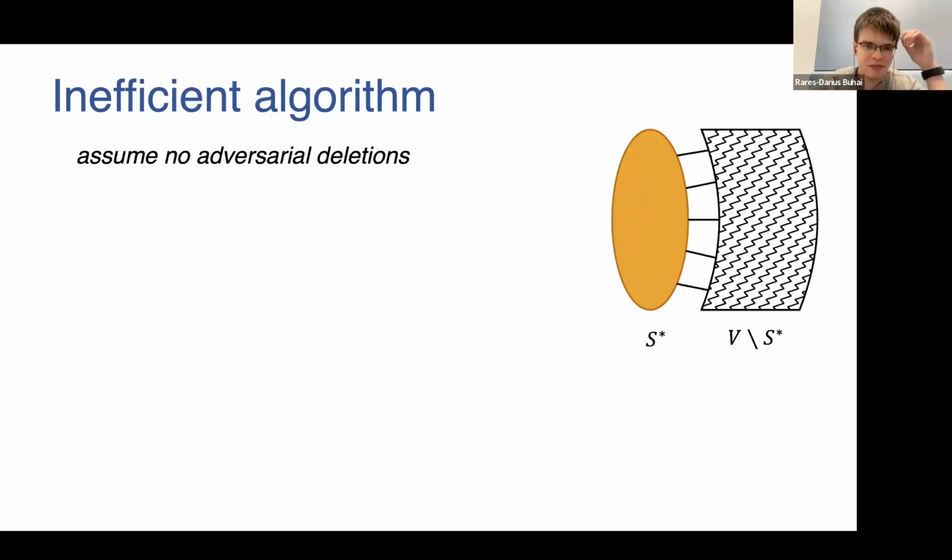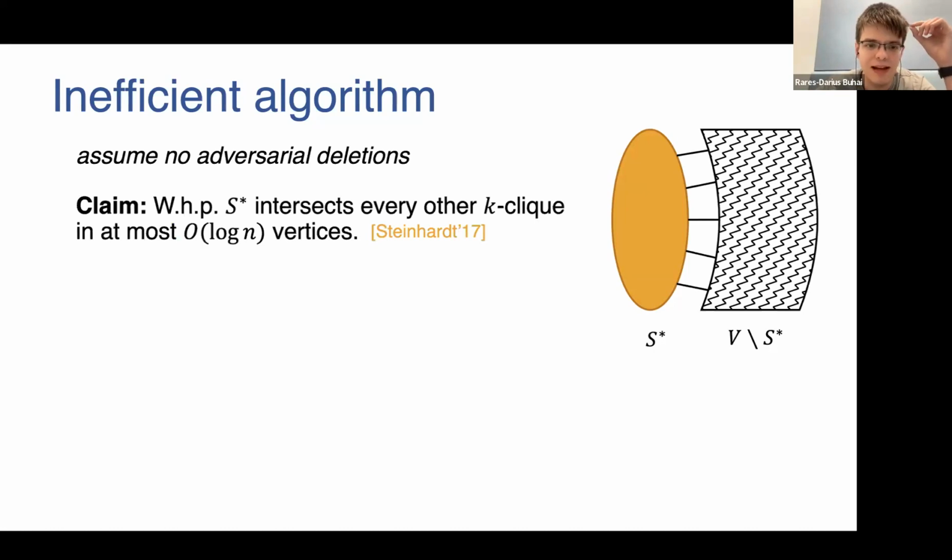So for an inefficient algorithm, you might think that you just output all the k-cliques. But this actually outputs potentially an exponentially sized list, because, for example, V minus S star can be the complete graph. So then you'll output exponentially many things. And recall that the goal is to output at most O of n over k cliques. So it's not trivial even to get an inefficient algorithm.